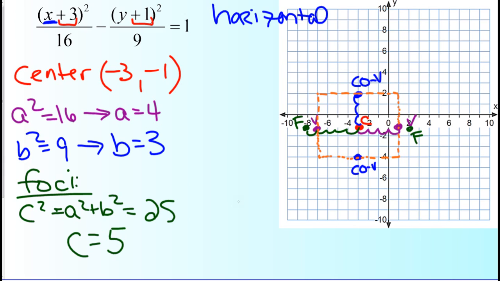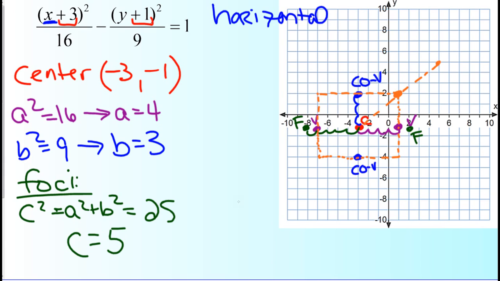Basically, you count from your center up to this point up here, the top right corner of your rectangle. I counted up 1, 2, 3, and over 1, 2, 3, 4. From this point in the upper right-hand corner, I'm going to count up 1, 2, 3, and over 1, 2, 3, 4. I'm going to make a diagonal line going through there.